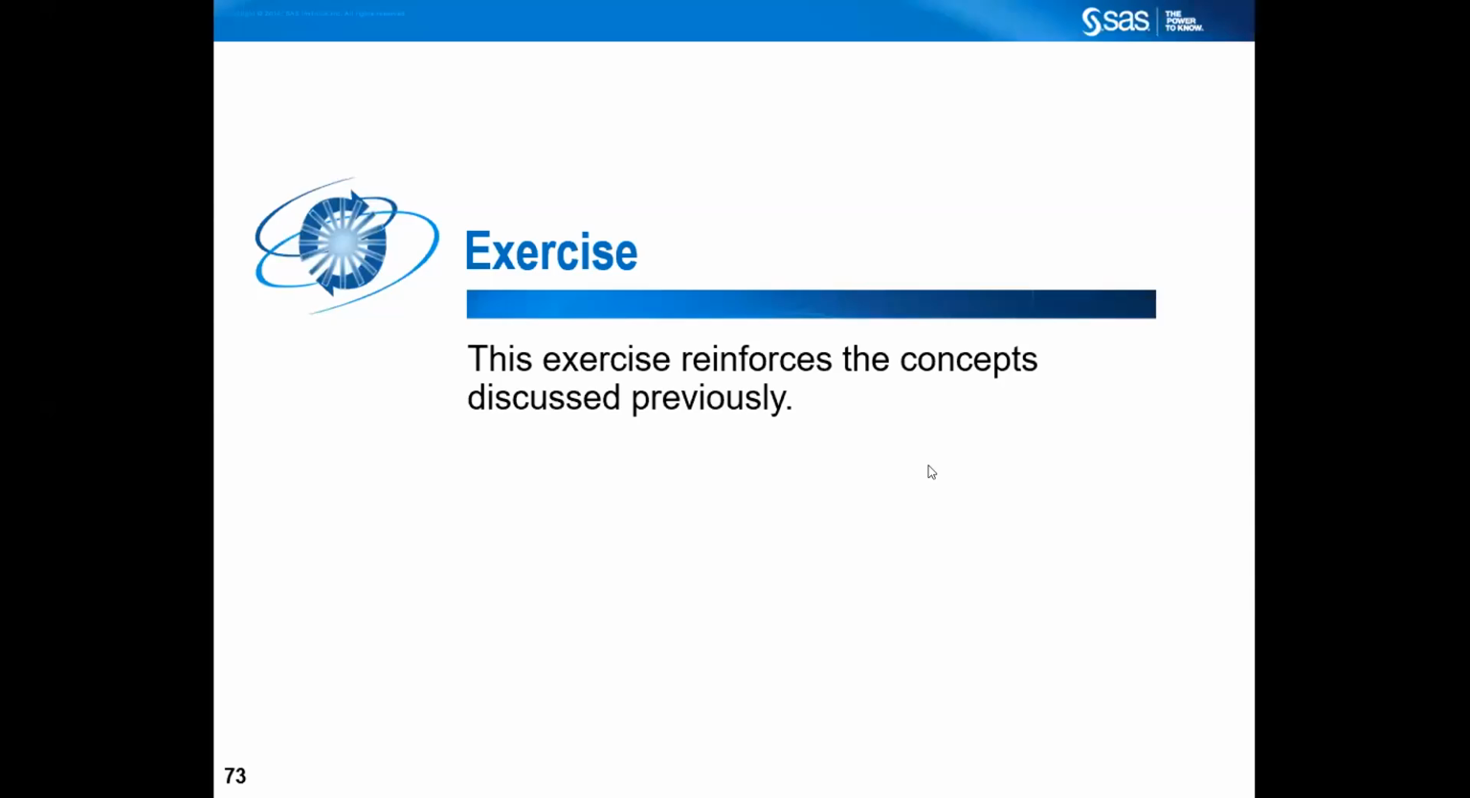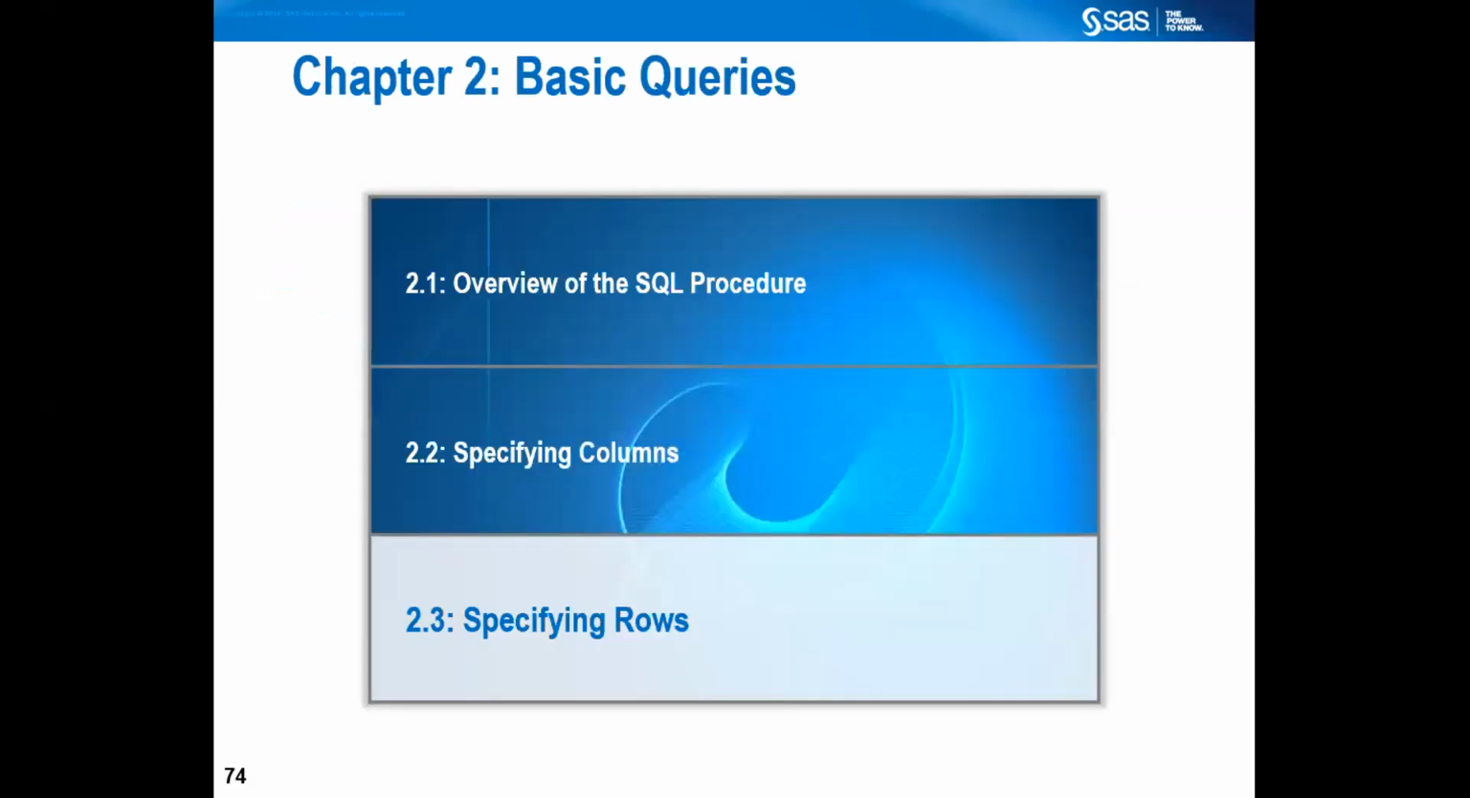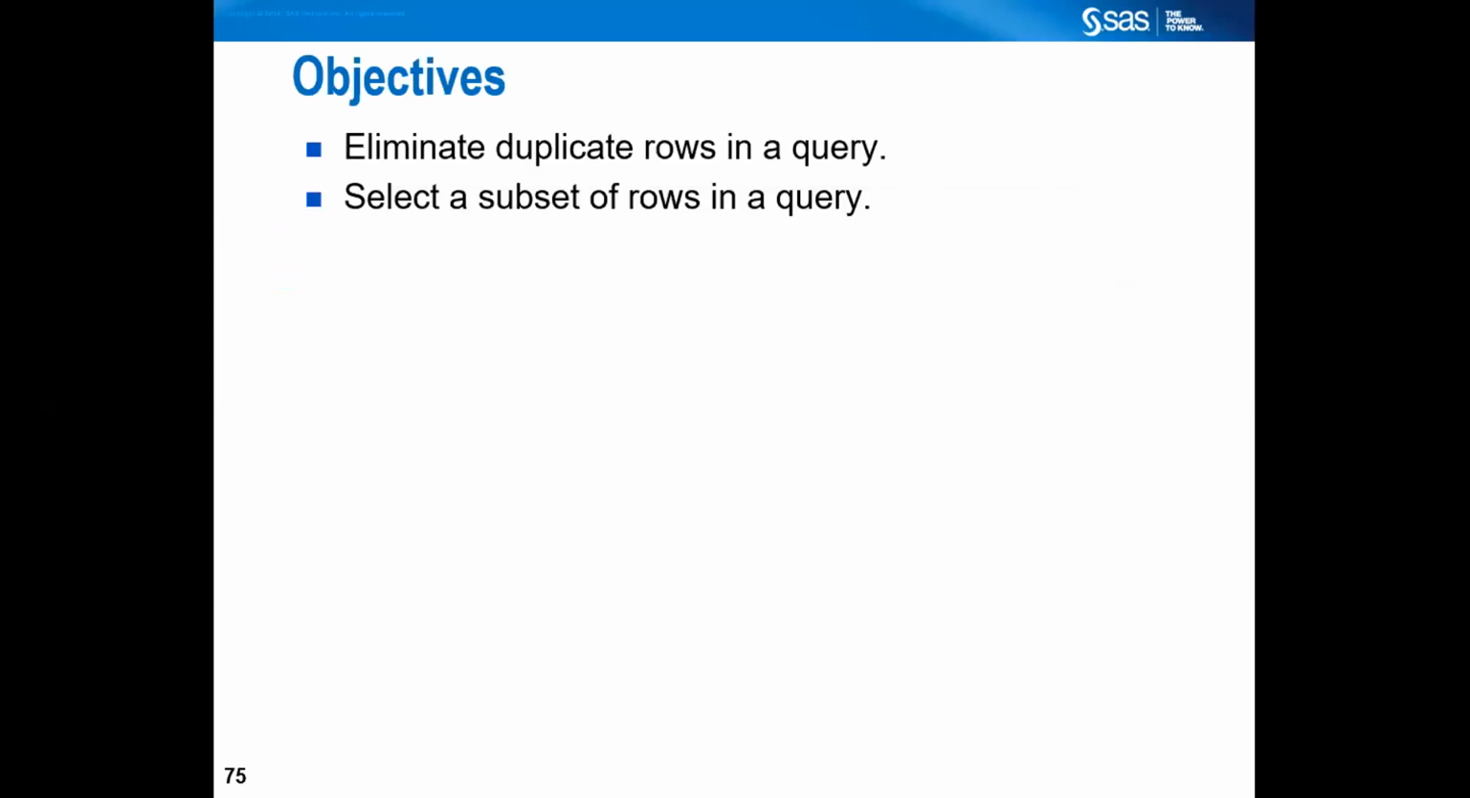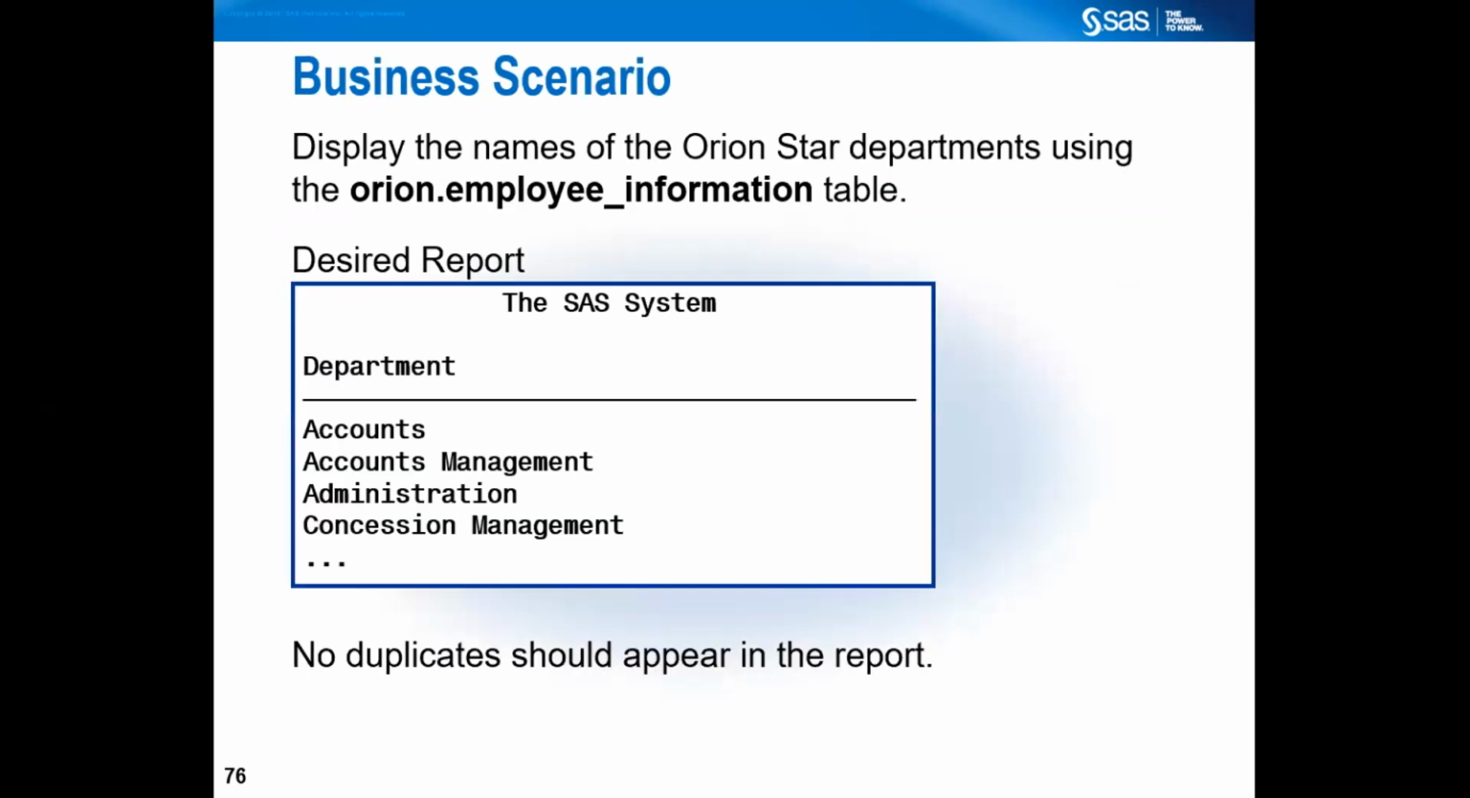Okay, so now after specifying columns, let's move ahead to specify rows. We'll see how one can eliminate duplicate rows, and we'll select a subset of rows in a query. So moving ahead, you have a scenario here. Display the names of Orion Star departments using employee information table.